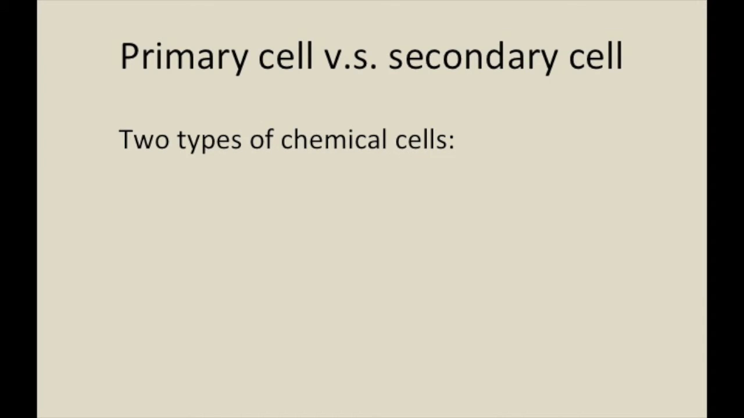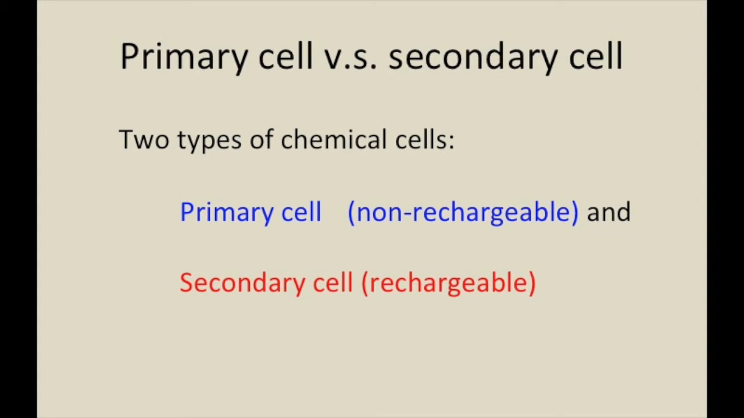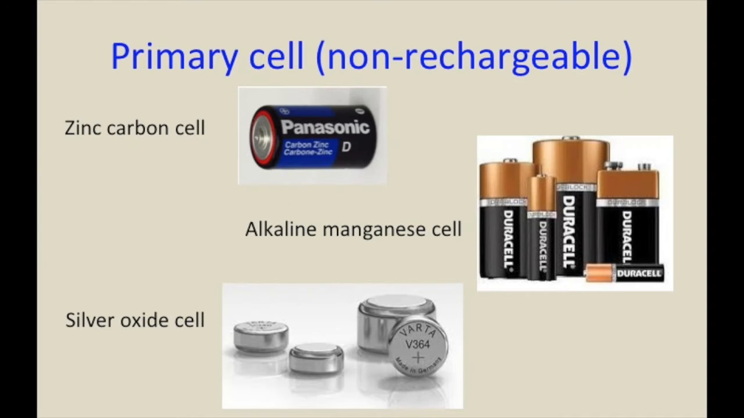Well, next page. In this section, we are going to discuss two types of cells. They are called primary cell and secondary cell. The primary cell is very simple. It's the cell that cannot recharge, or we can say this is a non-rechargeable cell. The secondary cell is similar. It's something that is rechargeable. So in the pictures, you can see we have different choices. The first primary cell is the zinc carbon cell.